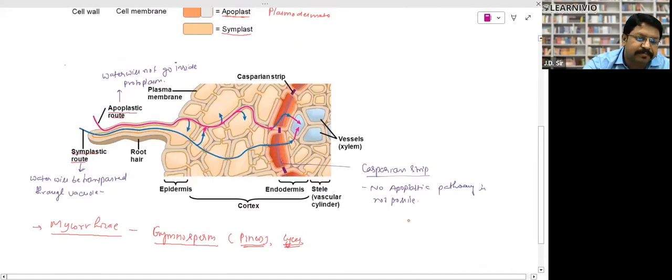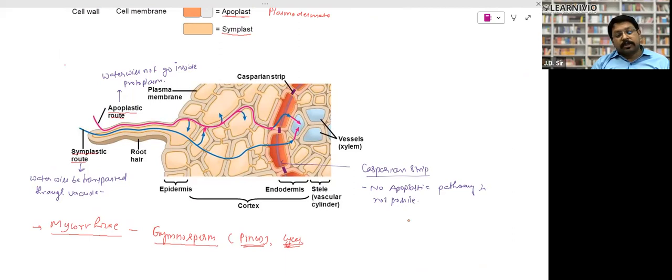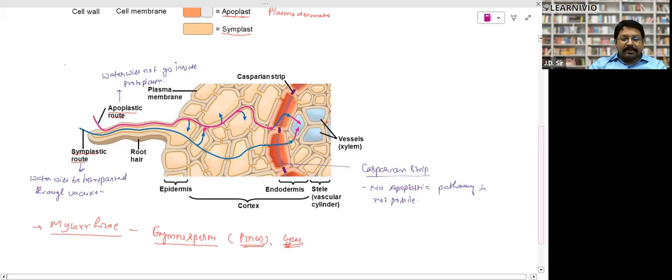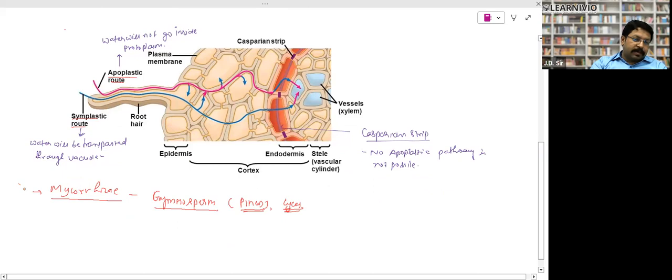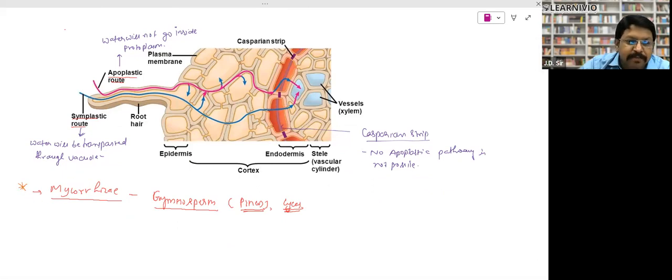What is the mycorrhiza? Tell me. Who will tell me? What is the mycorrhiza? No idea? So first thing you have to note down is that mycorrhiza are basically found in gymnosperm plants, like Pinus and Cycas, right? That you have to remember. That is a question which has already been asked in the exam. So what is the mycorrhiza?